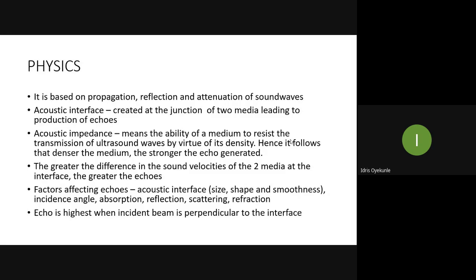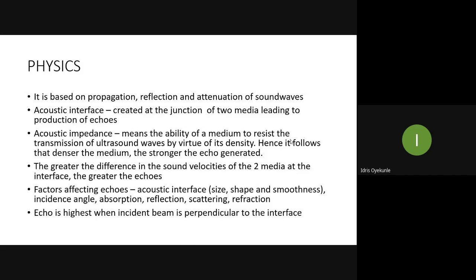What we look at when we do an ultrasound scan, we look at the echoes. So knowing how the echoes are formed is very important. There's something that we know as the acoustic interface, which happens at the junction between two media and leads to the production of the echo.